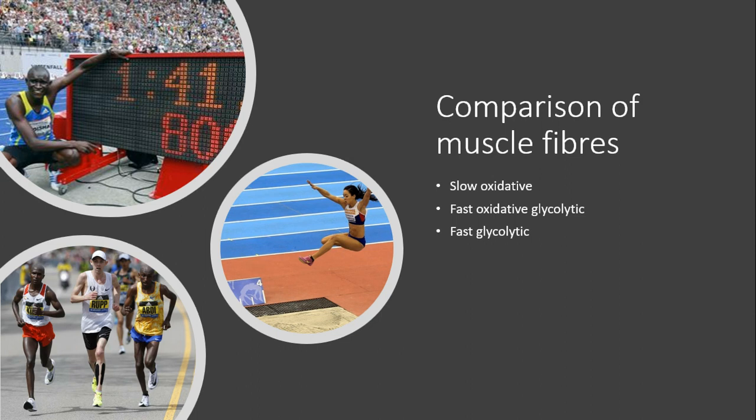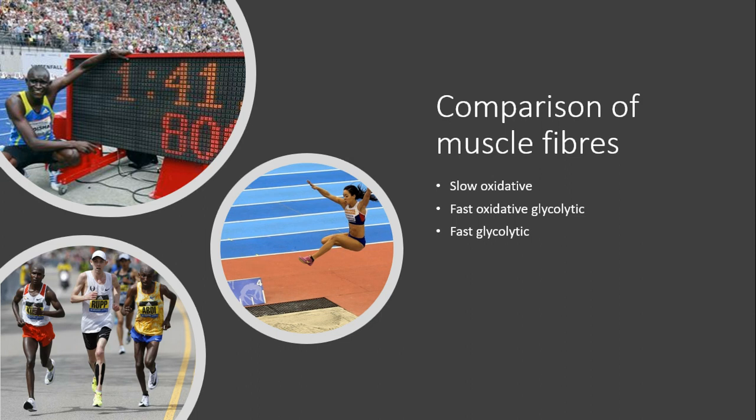In contrast to this, fast glycolytic muscle fibers have a very fast contraction rate but fatigue very quickly. This is because they are white muscle fibers and the oxygen that is supplied to them is little, as they work and respire anaerobically. This is useful for a sprinter, as their event is over in under 10 seconds.